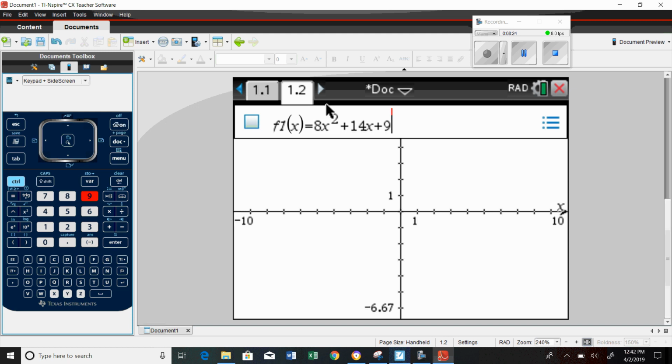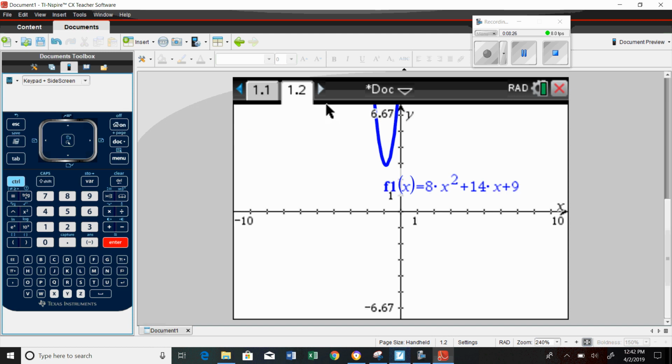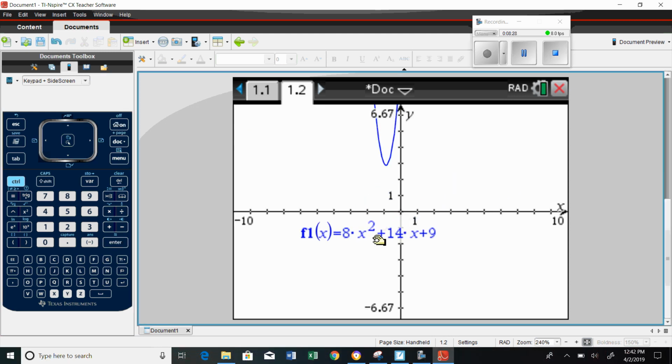When we graph that and I enter it, what do you notice about the x-intercepts? Where does the graph cross the x-axis? Well, the answer is it doesn't cross the x-axis at all. It has no real solutions, but it does have 2 imaginary solutions. So if you graph a parabola and it does not cross through the x-axis at all, then that means you're going to have 2 imaginary solutions.